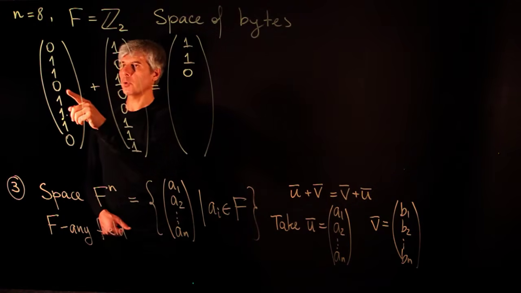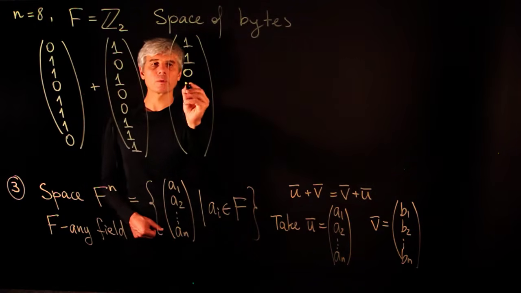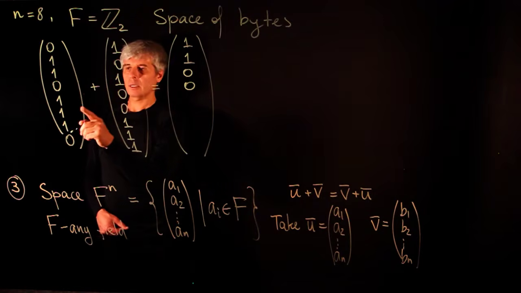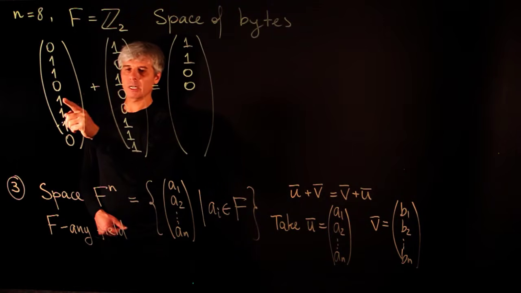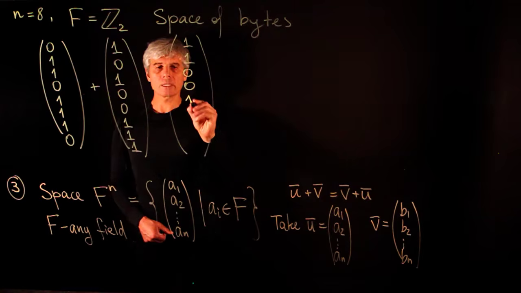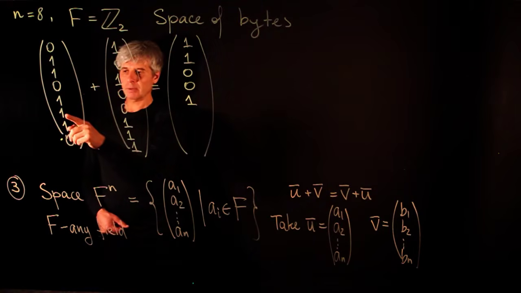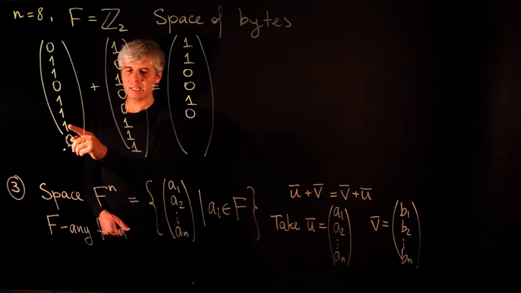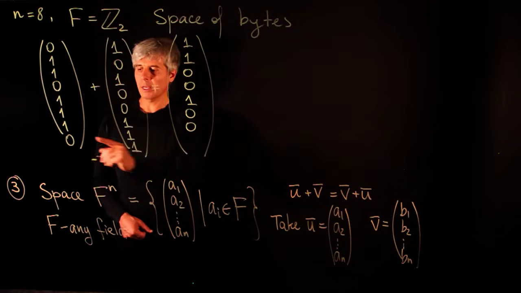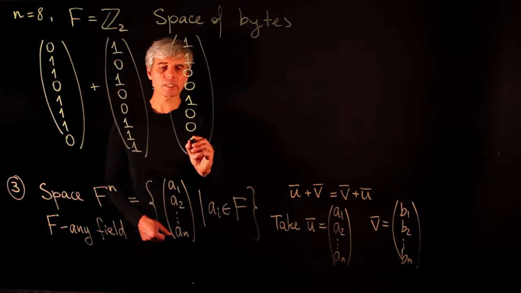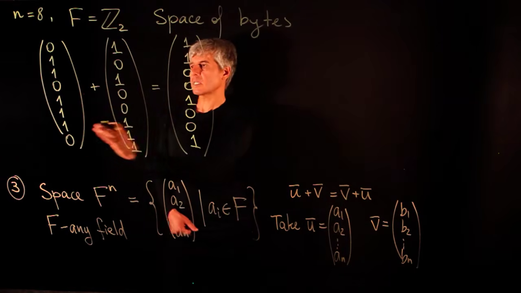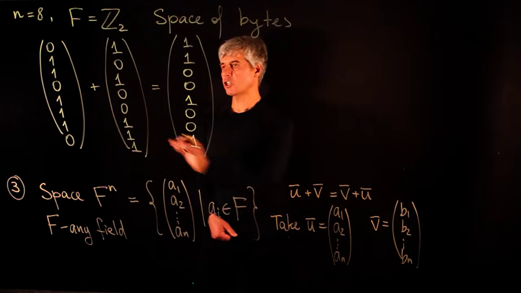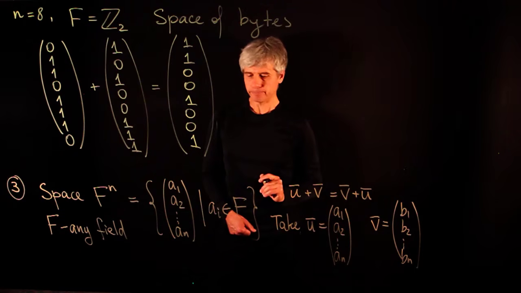Then in the fourth component, we have 0 plus 0, that's 0. In the fifth component, we have 1 plus 0, that's 1. In the sixth component, 1 plus 1, that's 0. In the seventh, 1 plus 1, that's 0. And in the last component, 0 plus 1 is equal to 1. So this is the addition operation for bytes.